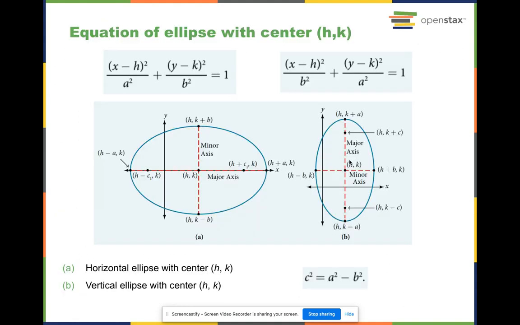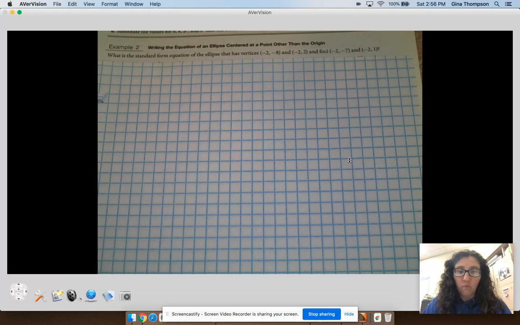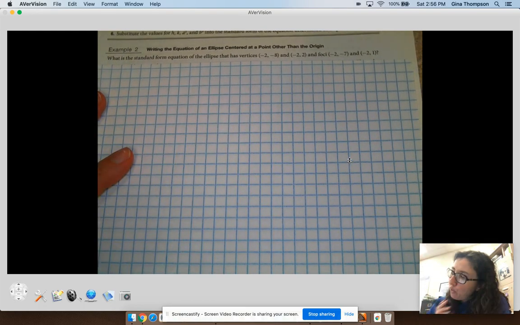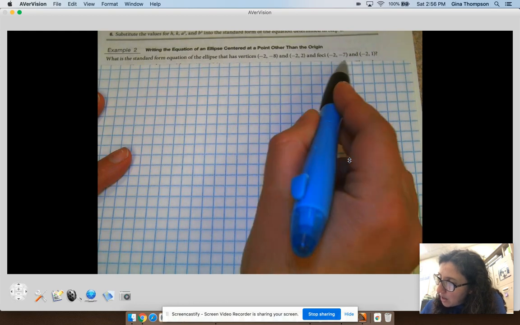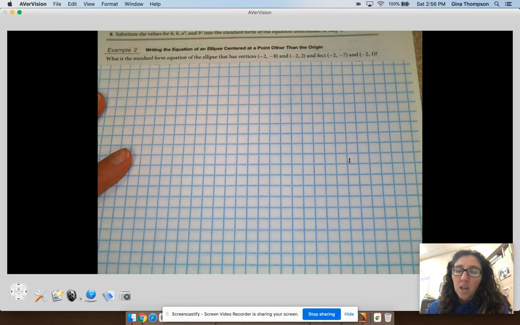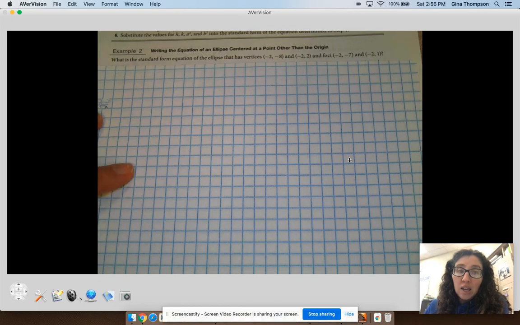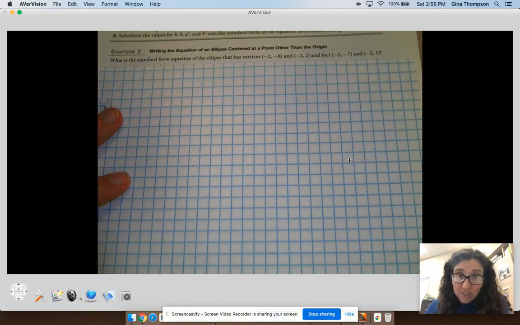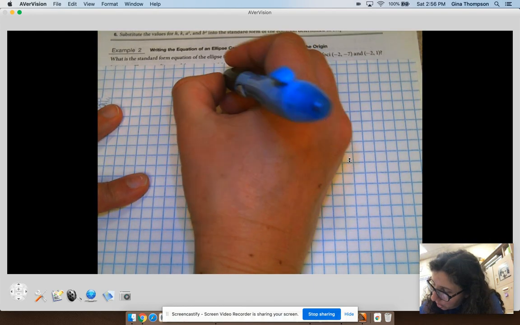All right, let's do some examples. We're going to work through a bunch of examples now. What is the standard form equation of an ellipse that has vertices at these 2 points and foci at these 2 points? You can do these things algebraically, and if you're really good at keeping track of things in your head, go for it. I think it's much easier to just graph these things out to get a sense of what's going on. So let's take a look.